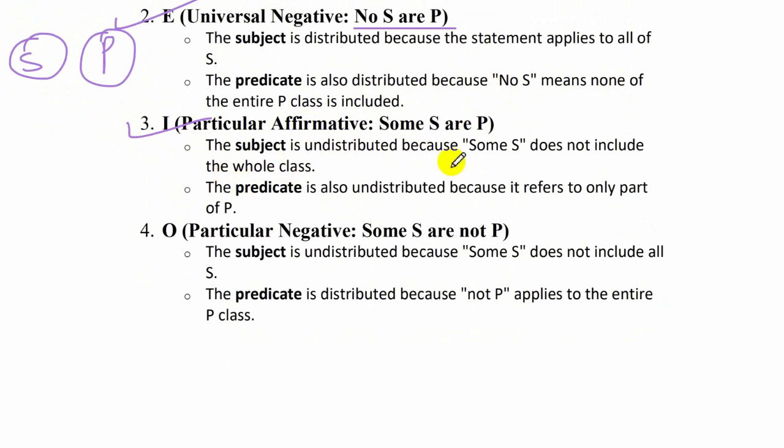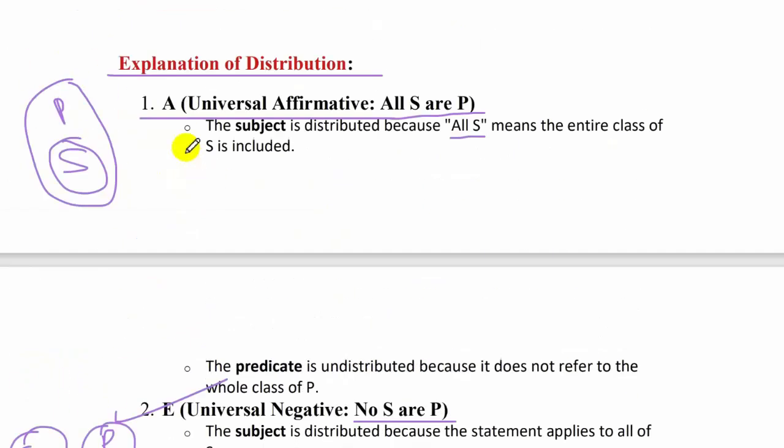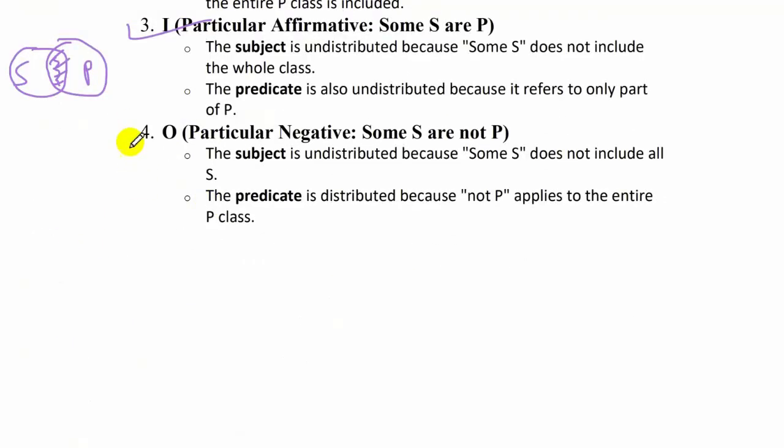Okay. I particular affirmative, Some S are P. The subject is undistributed because some S does not include the whole class. So in this, we had this type of Venn diagram, and we were talking about this part. So some S are P. Yes, some P are in S. So they are both undistributed. The qualities are shared between both of them. They are not separate, distinct, like the A type and the E type proposition.